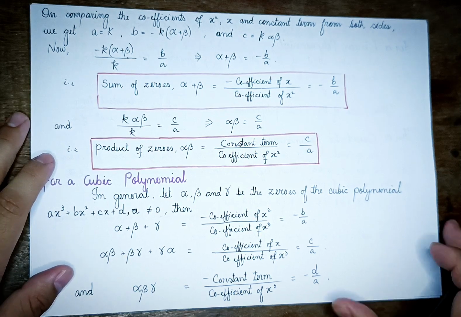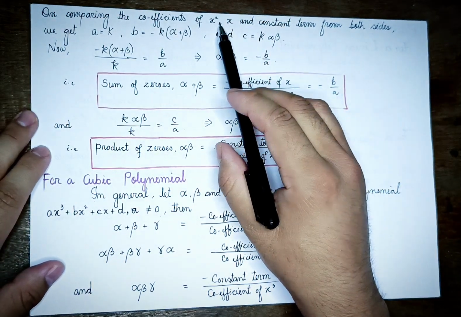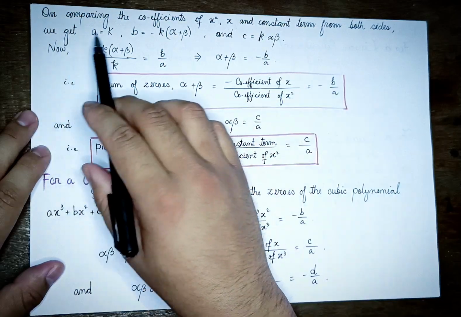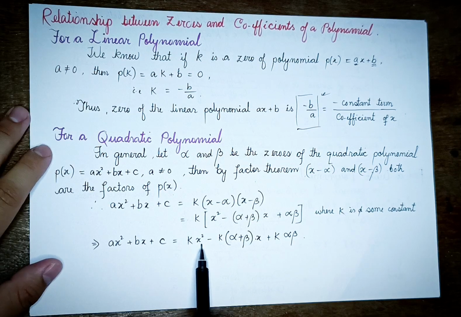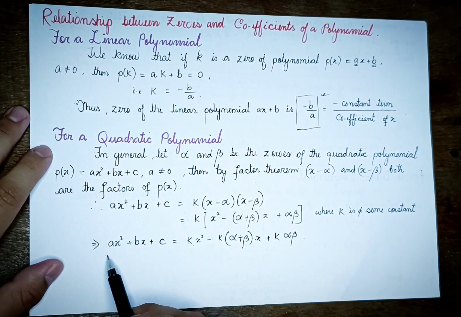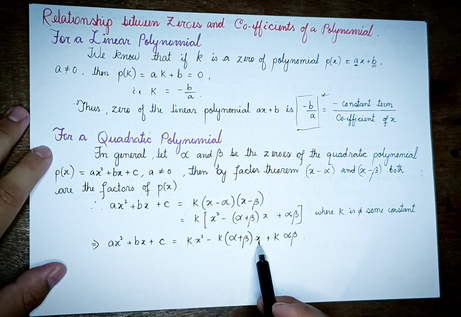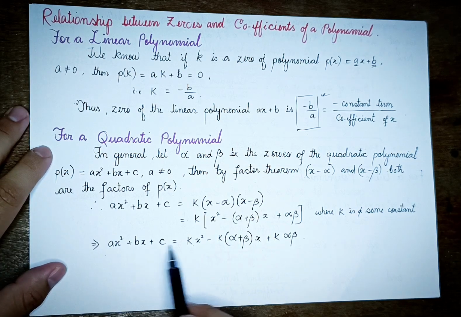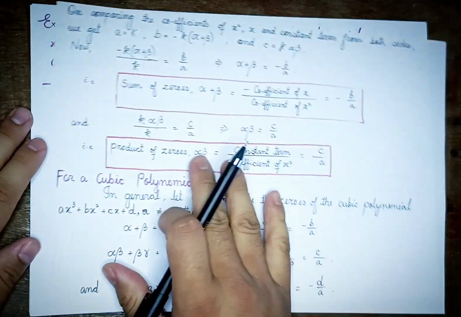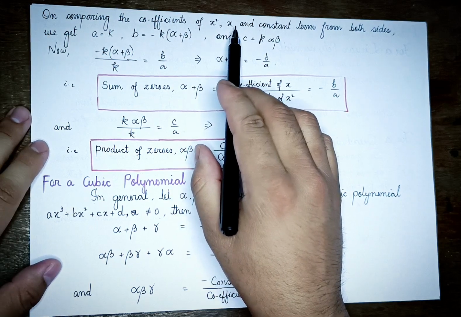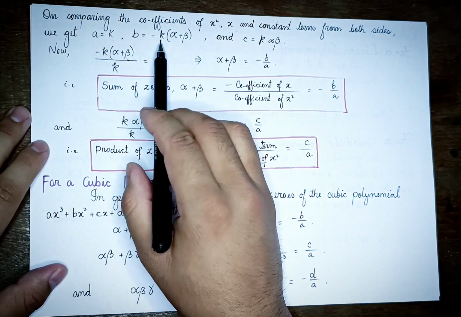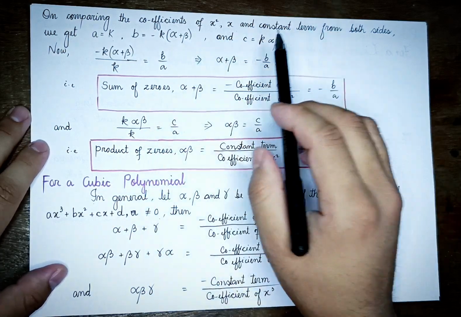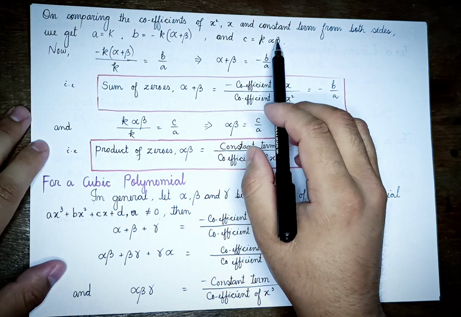On comparing the coefficients of x², x and the constant term from both sides, we get a = k, b = -k(alpha + beta) and c = k·alpha·beta.